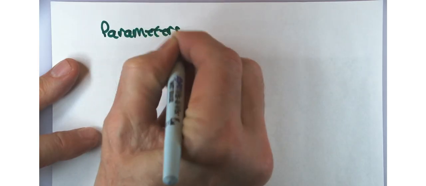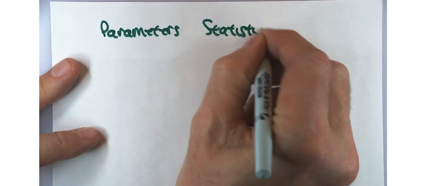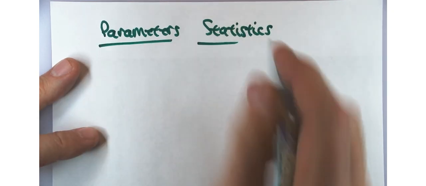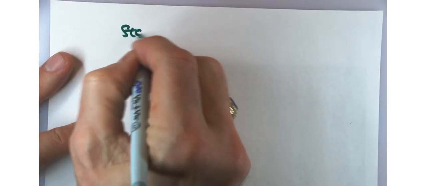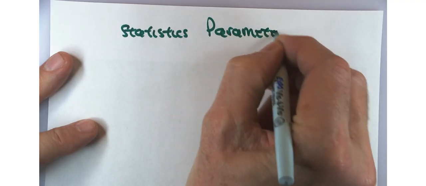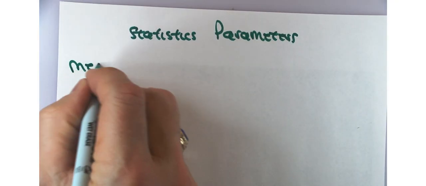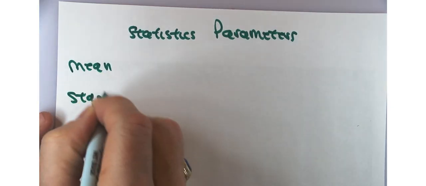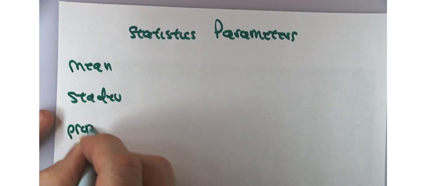What we're overall trying to find is an estimate of our parameters. So let's think about the different parameters that we have. Statistics and parameters. We've dealt with several so far: for our mean, standard deviation, and proportion.